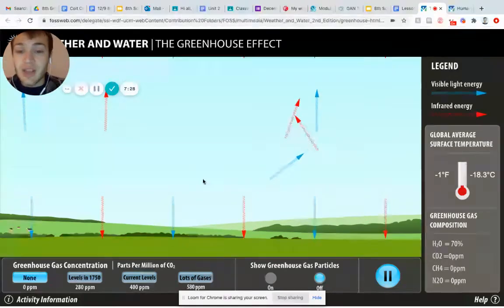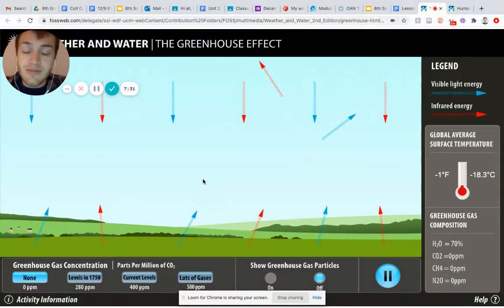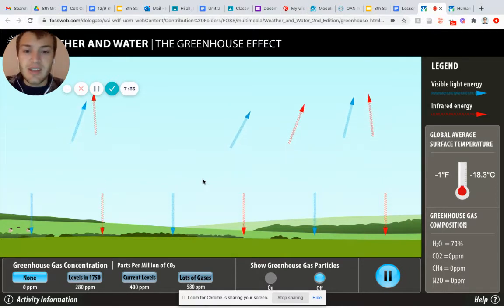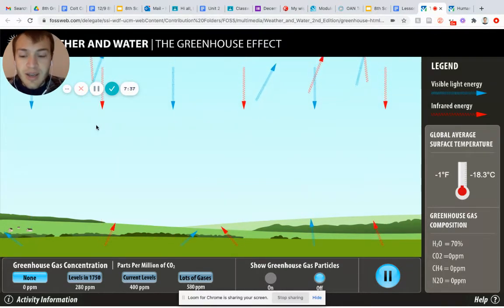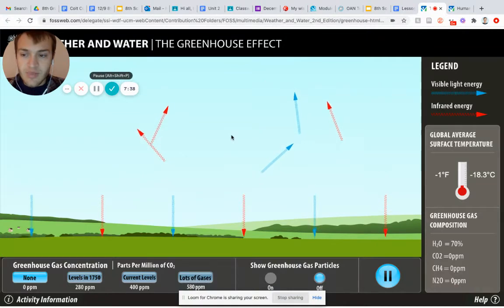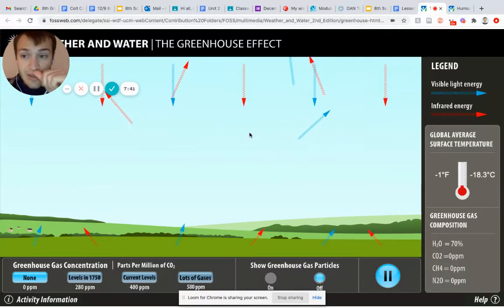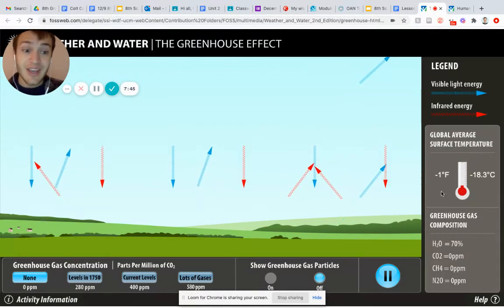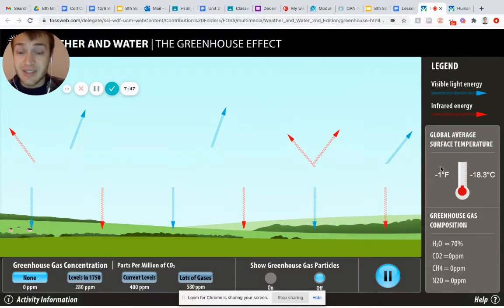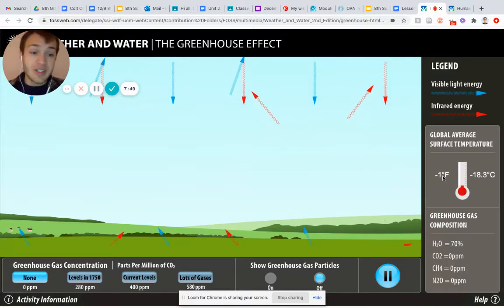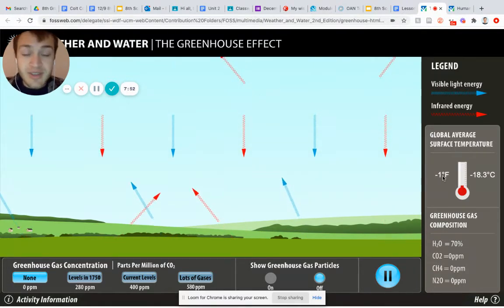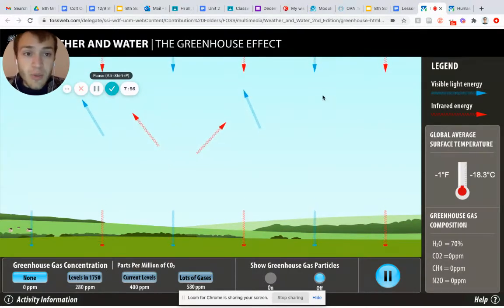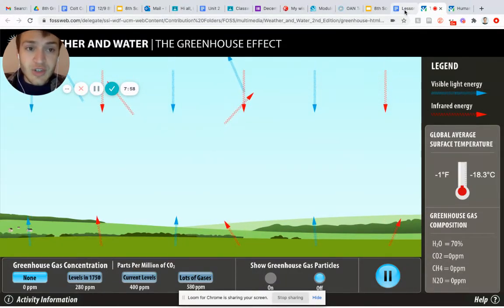Visible light, on the other hand, leaves Earth very easily. And so it's actually a good thing that we have greenhouse gases. Without greenhouse gases, this would be a very cold planet, and it would probably be very difficult for life to exist here.